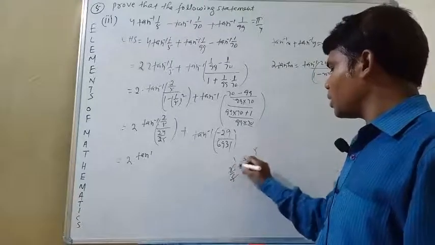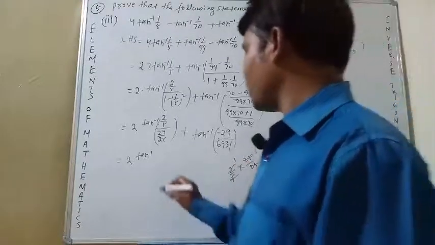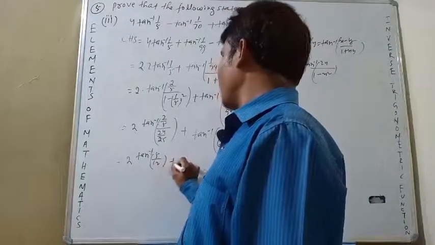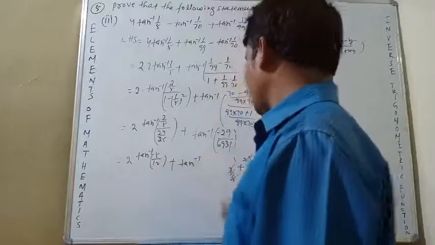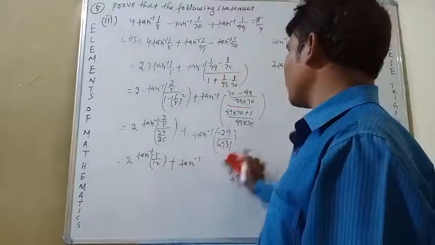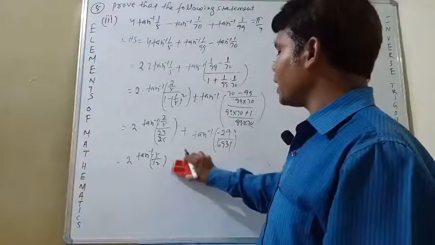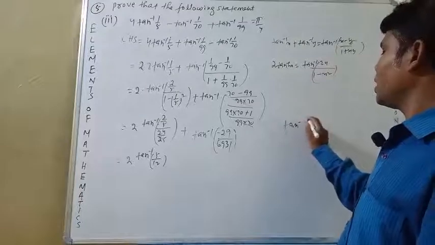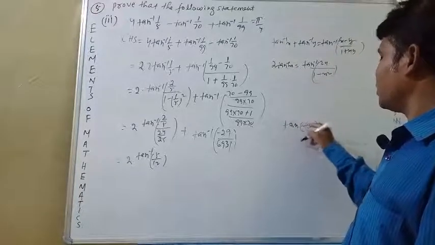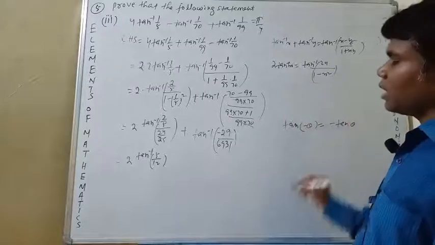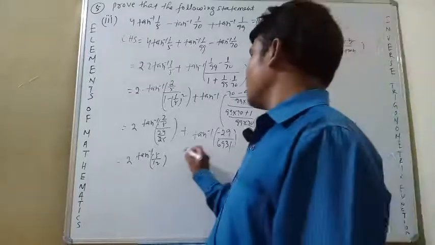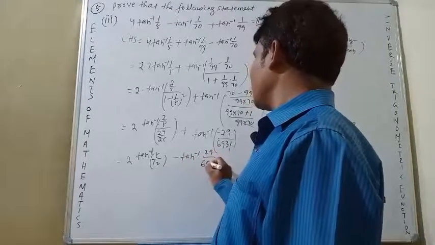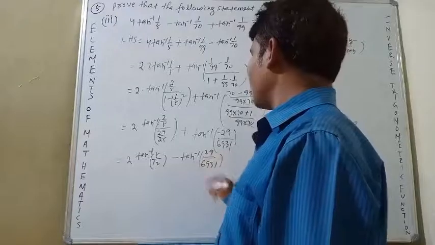5 fives 2 ones 2 twelve, that is 5 by 12. Tan inverse 5 by 12 plus tan inverse, you see, tan of minus theta is equal to minus tan theta. Okay, so here this is minus tan inverse 29 by 6931.